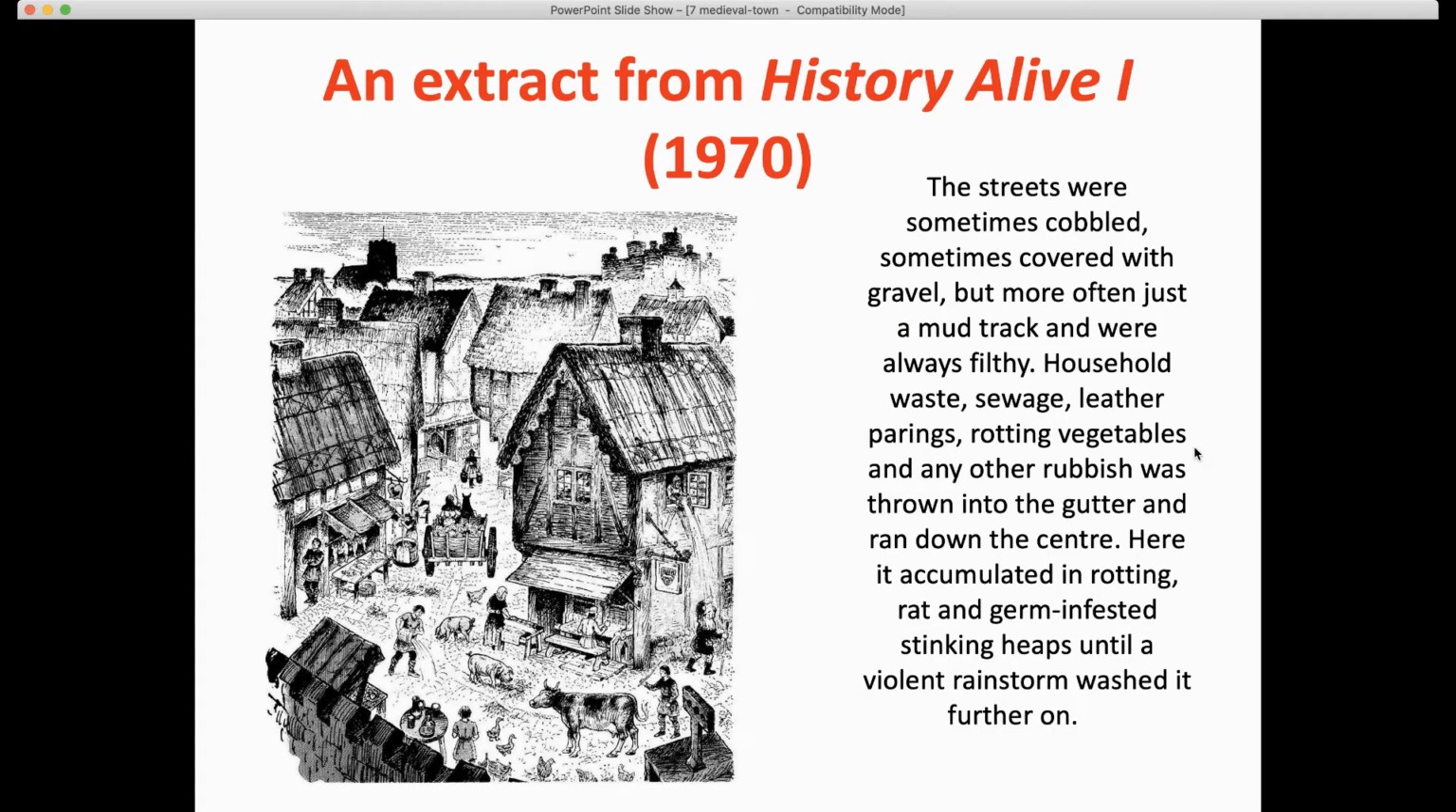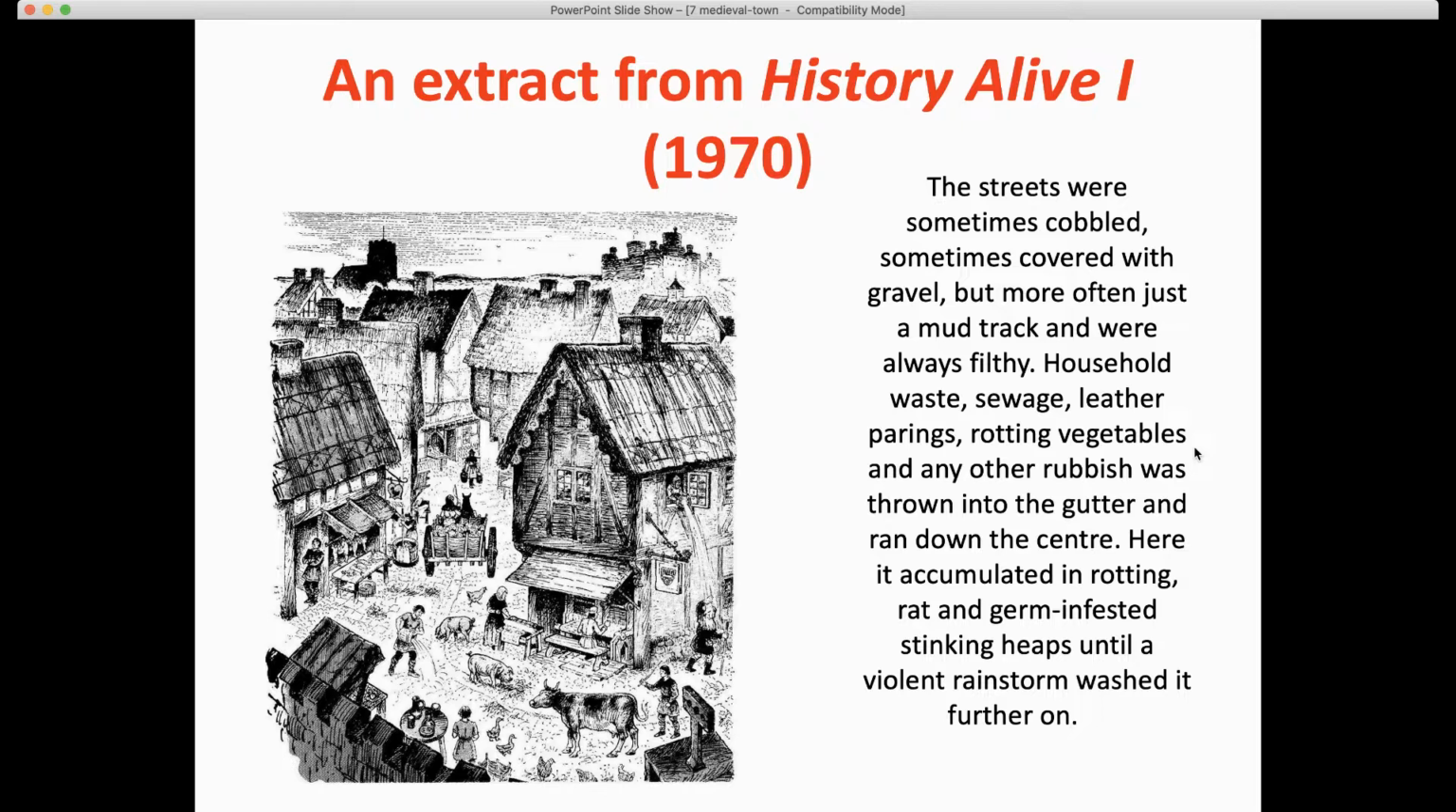So this extract says the streets were sometimes cobbled, sometimes covered with gravel, but more often were just a mud track and were always filthy. Household waste, sewage, leather parings, rotting vegetables, and any other rubbish was thrown into the gutter, and it ran down the centre. Here it accumulated in rotting, rat and germ-infested stinking heaps until violent rainstorms washed it away.